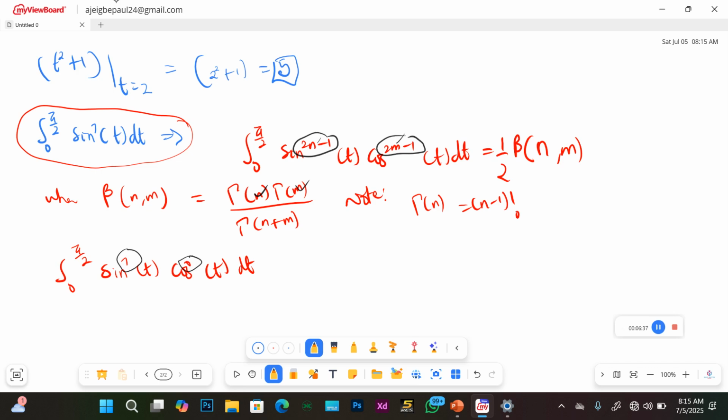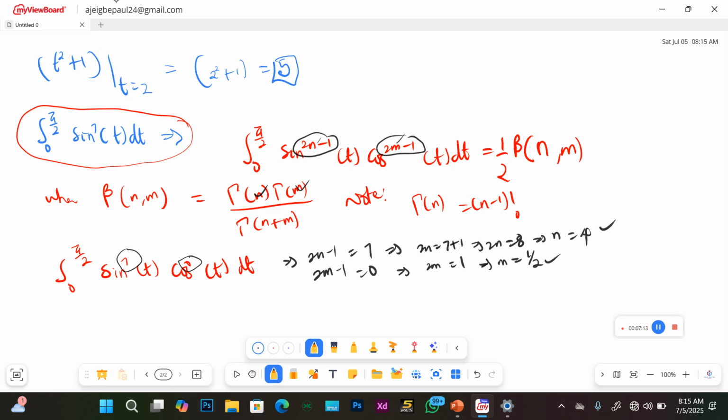Now let's find the value of n. So finding the value of n, 2n minus 1 must be equal to 7. Then if you collect like terms, 2n will be equal to 7 plus 1. So we are going to have 2n is equal to 8. Then if you divide both sides by 2, we have n is equal to 4. So the value of n is 4. Now let's find the value of m. So 2m minus 1 must equal 0. Then you are going to have 2m is equal to 1. If you add 1 to both sides, then divide both sides by 2, you have m is equal to 1 over 2. So we have the value of n and we have the value of m.